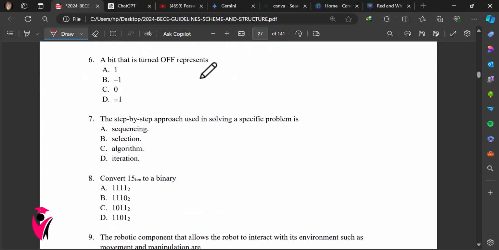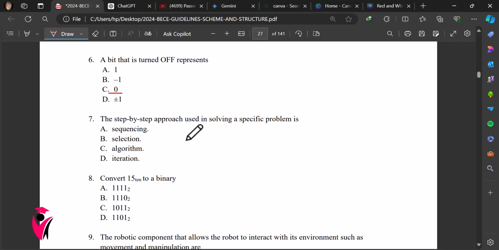A bit that is turned off represents what? We have 1, -1, 0, and +1. The answer is 0. Now, you can anticipate an opposite question to this. They can ask you, a bit that is turned on represents; this particular question asks that is turned off. So if it is turned off and it is 0, then if it is on, obviously it will be what? 1. So you can think of a question like that.